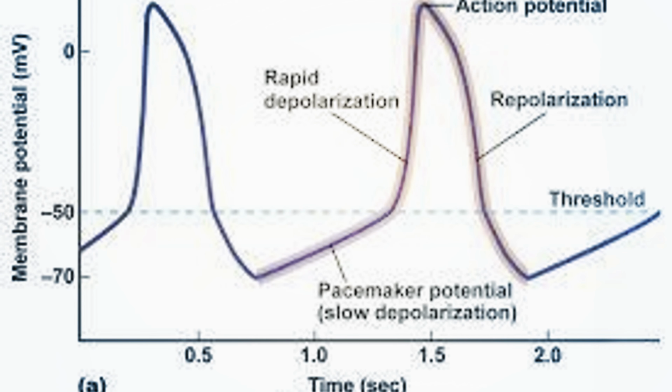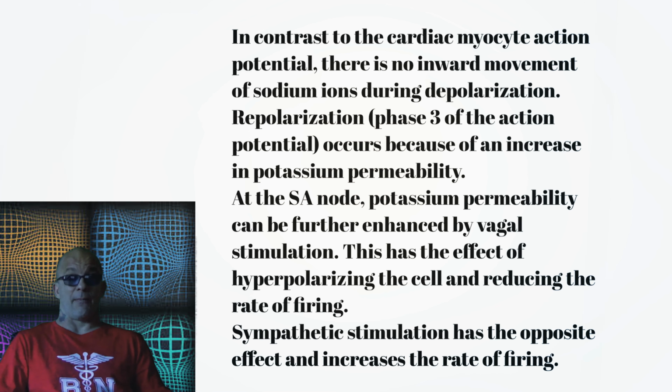The pacemaker potential is produced by a decrease in membrane permeability to potassium, a slow inward current because of calcium influx via T-type or transient calcium channels, and an increased sodium current because of sodium-calcium exchange. Once the threshold potential is reached, L-type calcium channels open, calcium ions enter the cell, and depolarization occurs. In contrast to the cardiac myocyte action potential, there is no inward movement of sodium ions during depolarization.